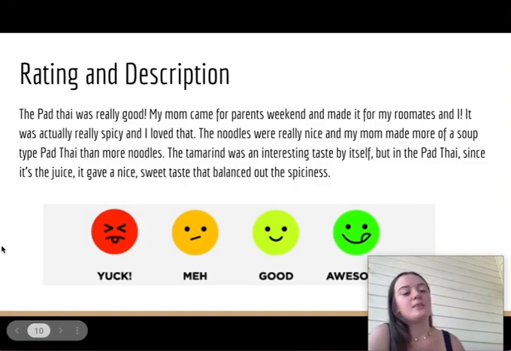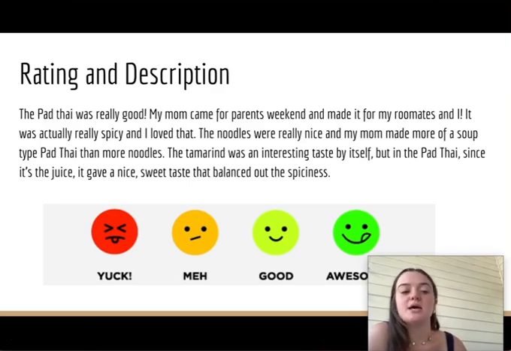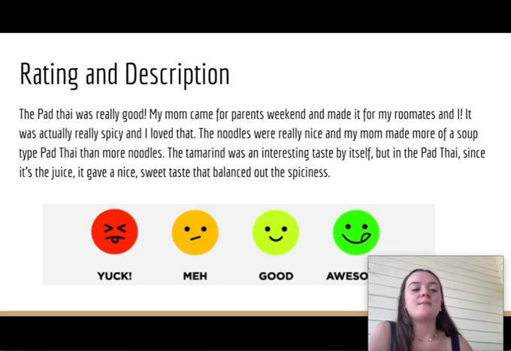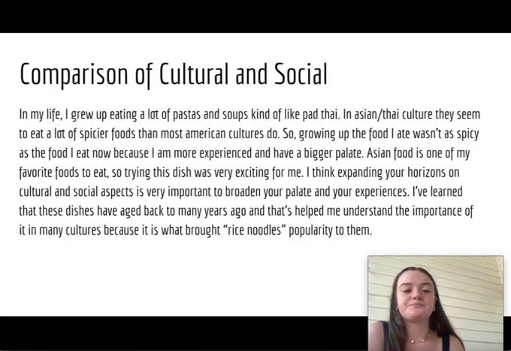Rating and description. The pad thai was really good. My mom came home from Parents Weekend and made it for me and my roommates. It was actually really spicy, and I loved that. The noodles were really nice, and my mom made more of a soup type pad thai than more noodles. The tamarind was an interesting taste by itself, but in the pad thai, since it was juice, it gave it a nice sweet taste and balanced out the spiciness.